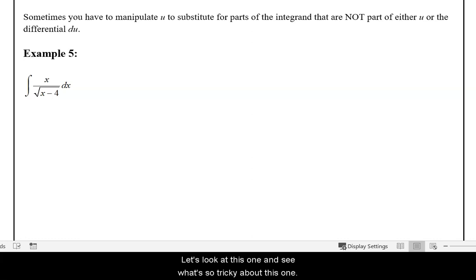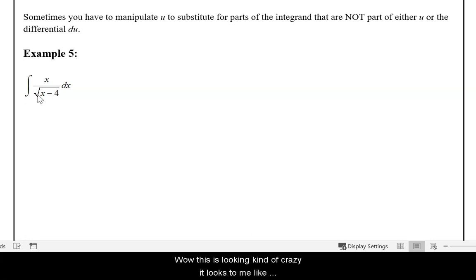Let's look at this one and see what's so tricky about it. When I look at example 5, I see first that it is a fraction, which tends to make me want to look at the denominator. In this case, the denominator is more complicated, which really does lead me to believe that it's got to be the denominator. However, the denominator also has a radical, and I know that under a radical is a good place to find u. Wow, this is looking kind of crazy.